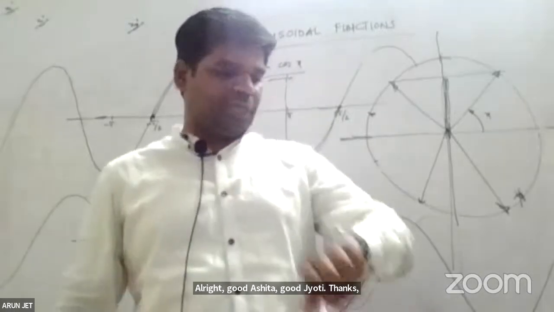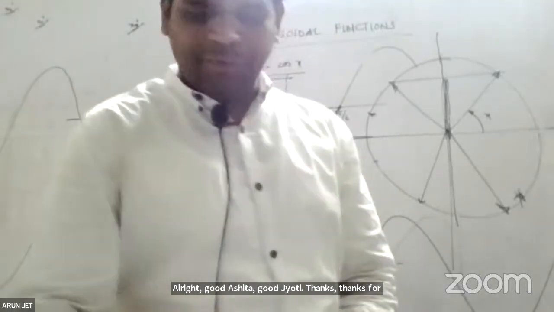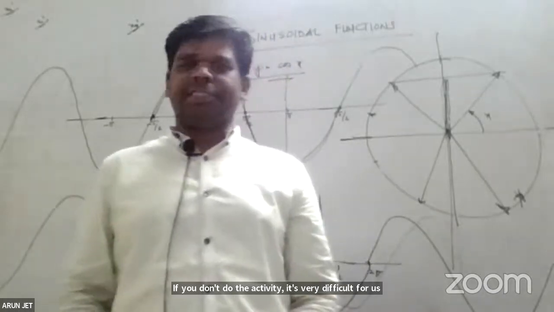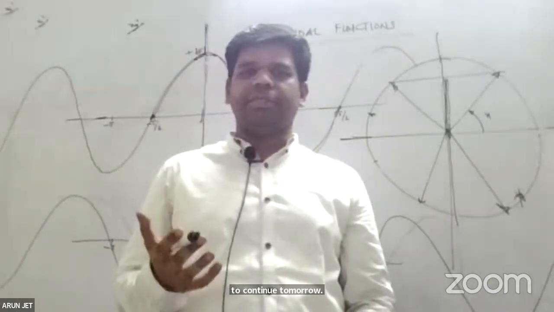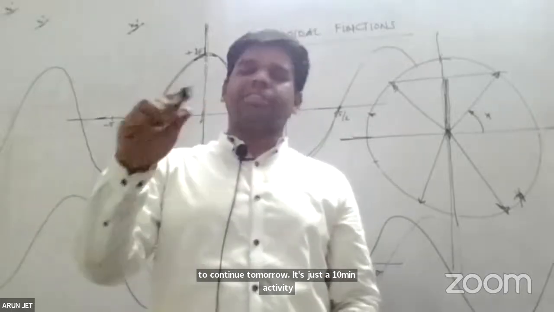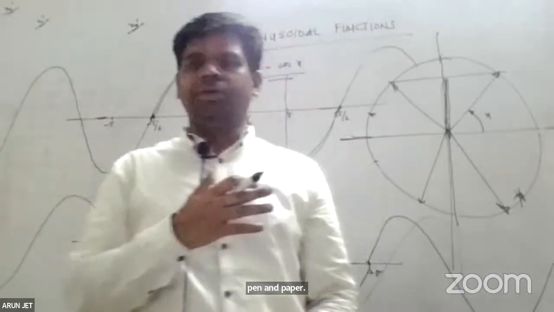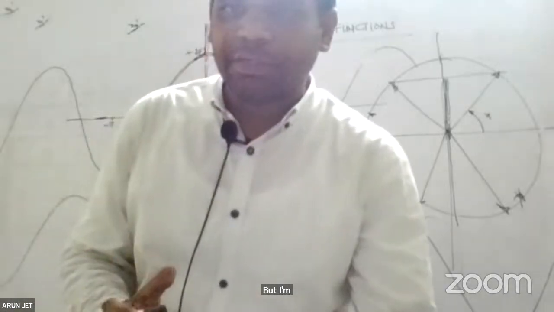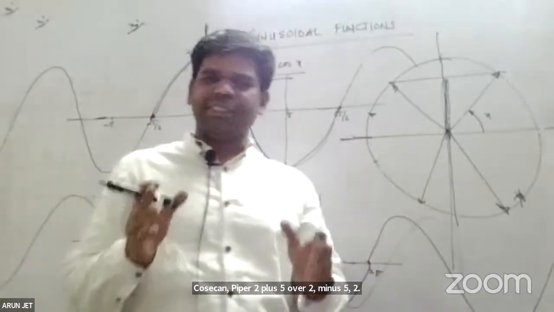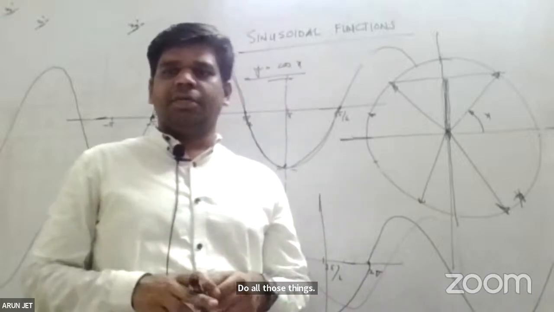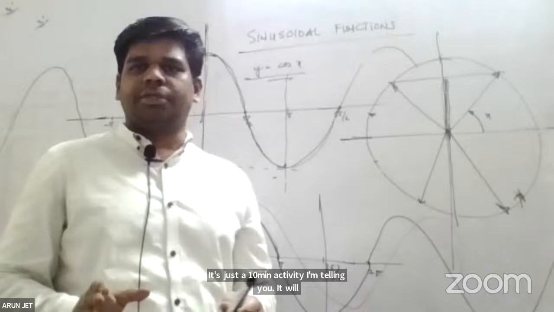But one thing, students, today you have to do the activity. If you don't do the activity, it's very difficult for us to continue tomorrow. It's just a 10 minutes activity. Just before you sleep, after dinner, sit with pen and paper, draw the circle, draw the geometry, cosecant, secant, cosecant, pi by 2, plus pi by 2, minus pi by 2. Do all those things. It will not take more than 10 minutes. Whether you get it or not, please do it.